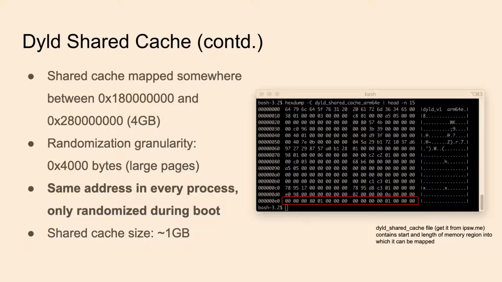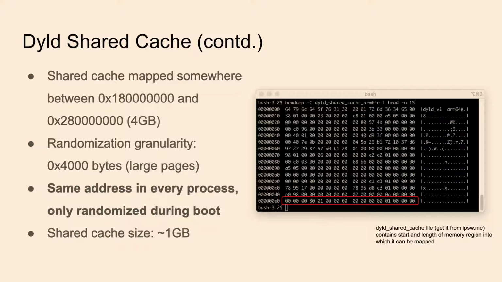If you dig into that a bit, or if you look at the documentation or the binaries, you can find out that it is always going to be mapped between these two addresses, between hex 1870 and hex 2870, which leaves only a 4 GB region. So it's only being mapped in these 4 GB. And then the randomization granularity is also hex 4000 because iOS uses large pages. So it can only randomize with page granularity, and that page granularity is hex 4000.